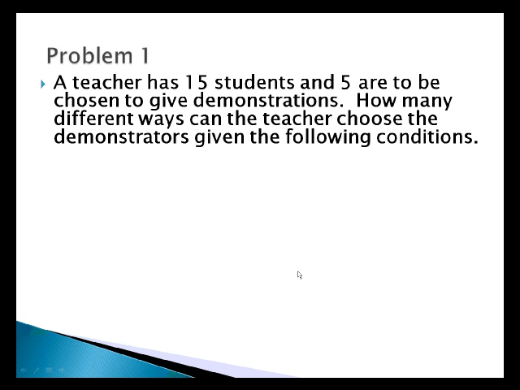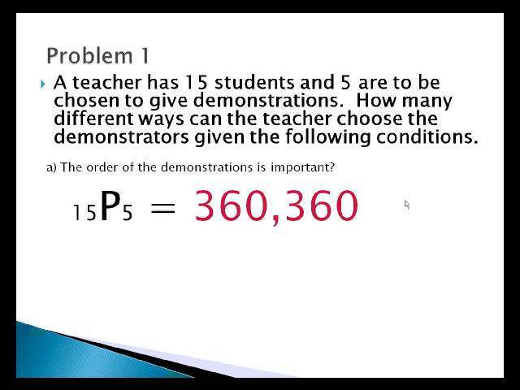15 students are in a class and 5 are going to be giving demonstrations. How many different ways can the teacher choose the demonstrators given each condition? Your first condition, the order of the demonstrators is important. Permutation or combination? Permutation. What are we going to do? 15P5. Go ahead and calculate that, please. What do we get? 360,360. All right.